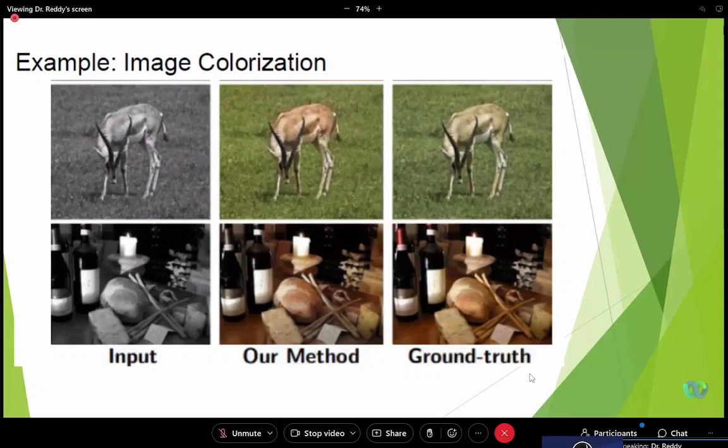So similarly, when we look into the image colorization problem, can you see the image colorization slide? Yes, sir. Yes, now there is an input image given to me. There are two different examples shown. Each row indicates one different example. So there is an input image and our model. That input image is just a black and white gray level image. And our model is going to produce a colorized image of the same.